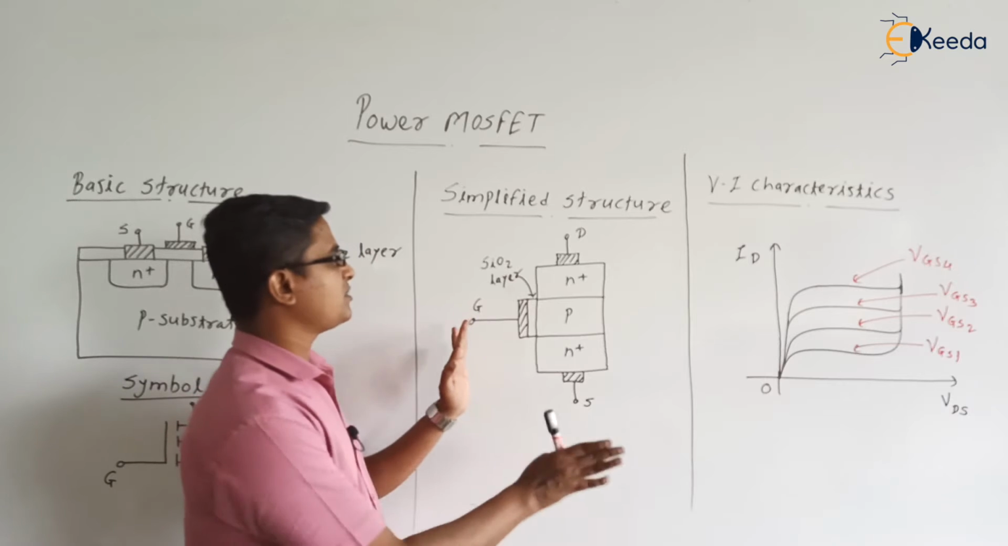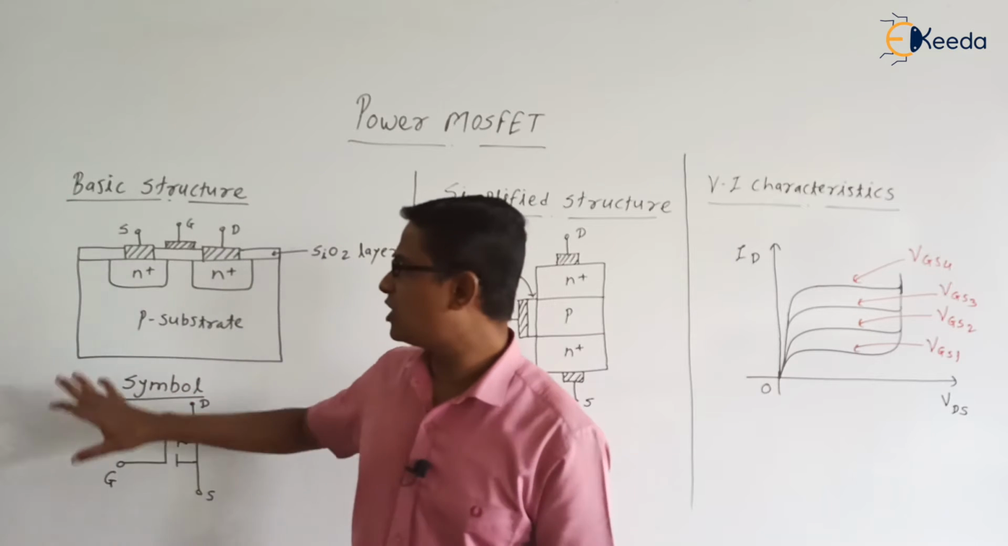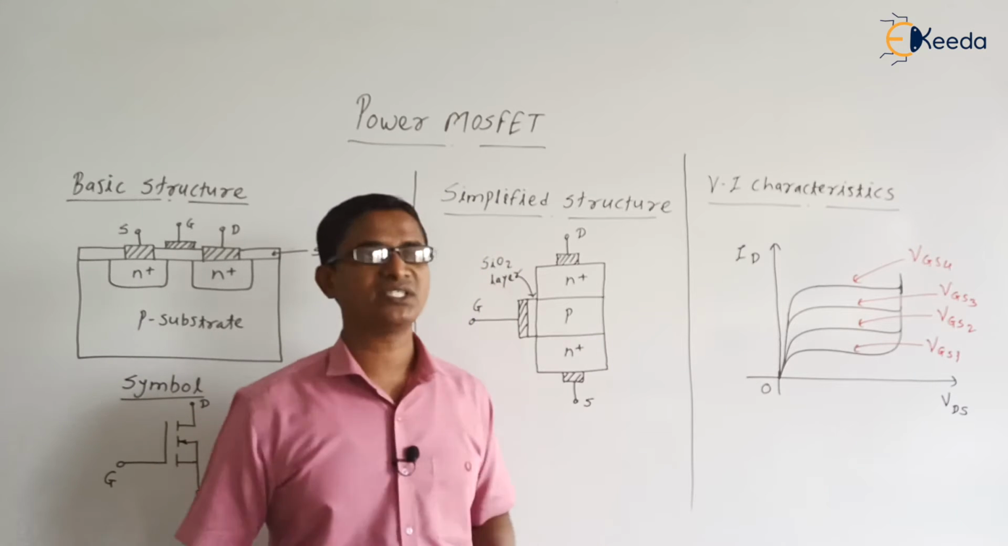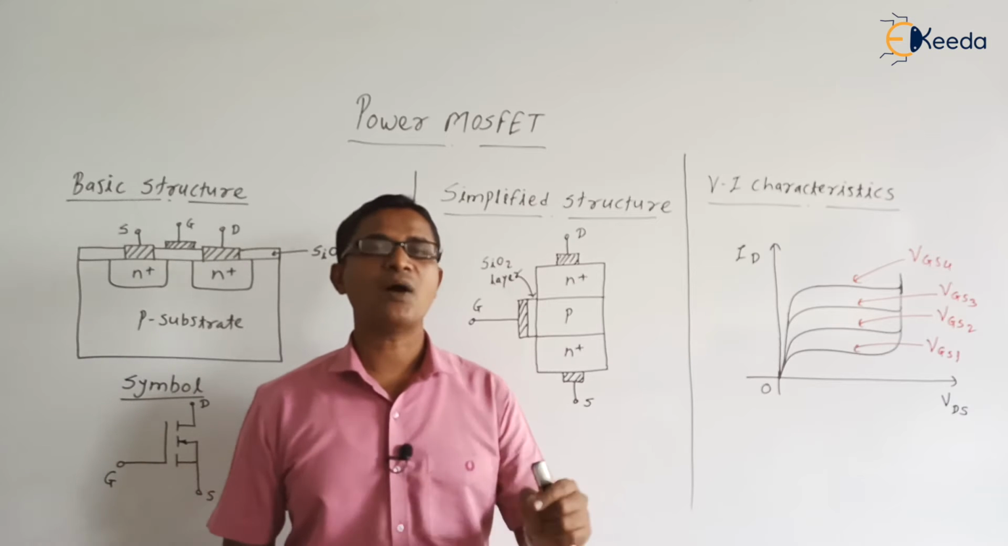So this is the simplified structure of the power MOSFET. This structure is similar to the basic structure; from the basic structure we have drawn this simplified structure. Next, we are going to discuss the operation of the power MOSFET.